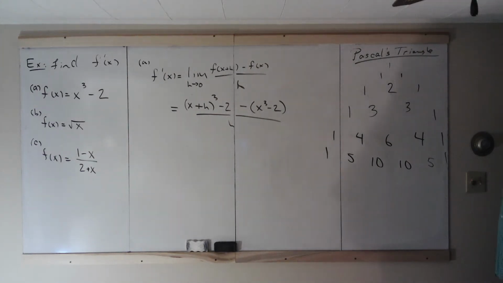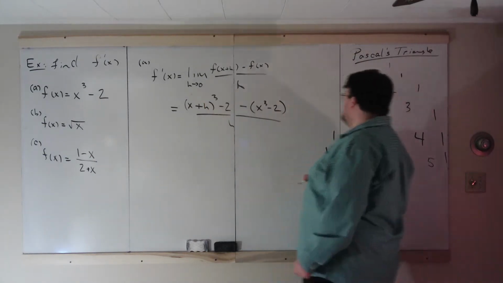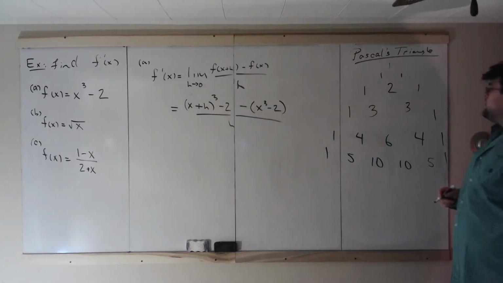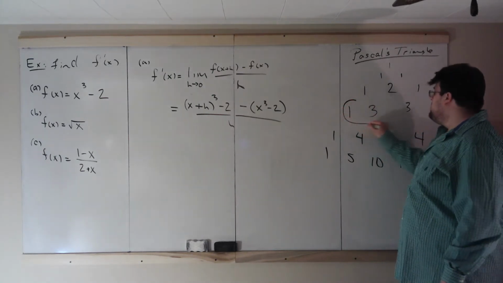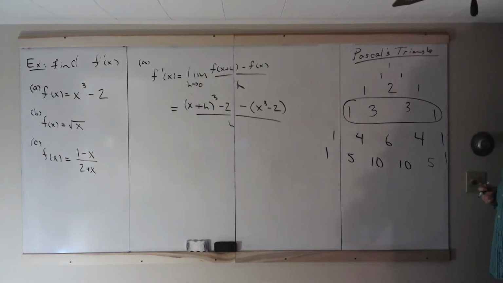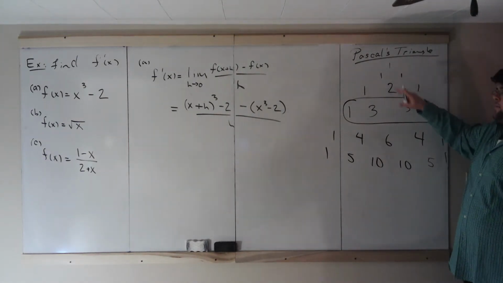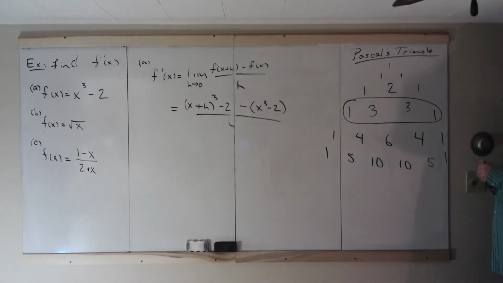And how do we do this? Well, we look at the exponent. There's a 3. Look at the row where the second position is 3. So in this case, it's the 4th row, unless you count by starting at row 0, then it's the 3rd row. Either way, go to the row where there's a 3 in the second position.